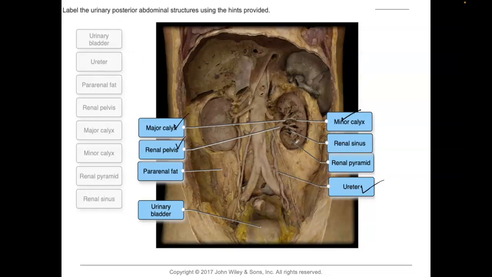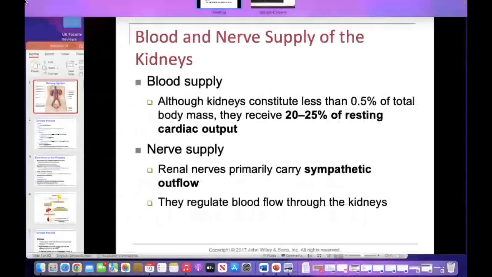This is a renal pyramid, just one of them. The cavities, that's the renal sinus. And what surrounds the kidneys is all this fat, or adipose. The ureters lead into the urinary bladder. Okay, it takes a little practice to get these down. Okay, take a break. When we come back, we're going to get into the blood supply.